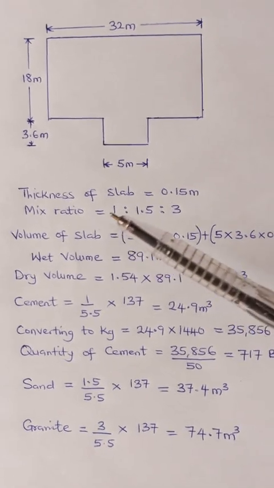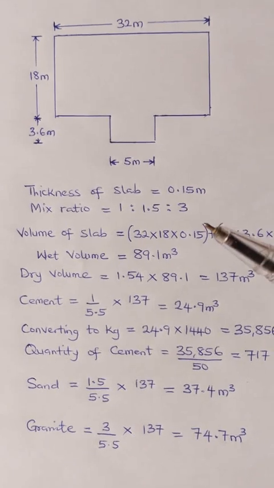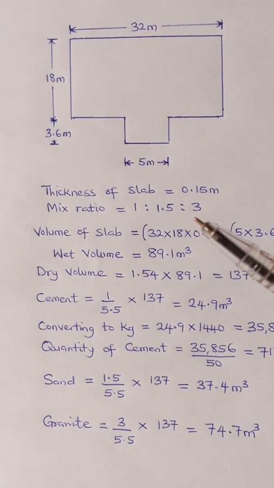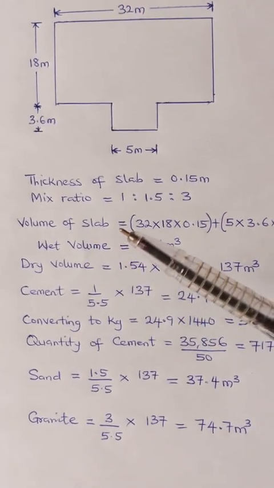We know the thickness of our slab is 0.15 meters, that is 150 millimeters. Then we are considering mix ratio 1:1.5:3. So we have to calculate the volume of the slab.